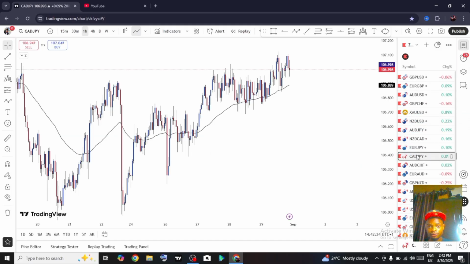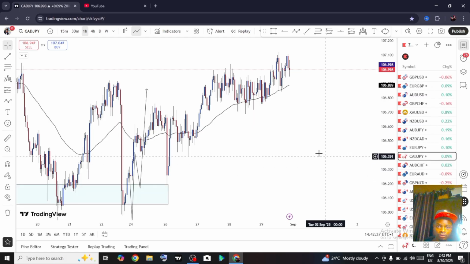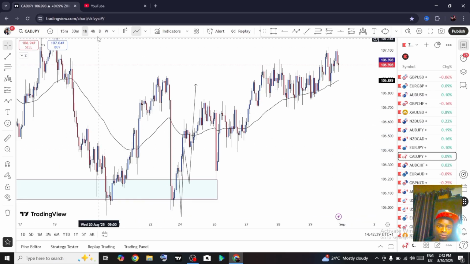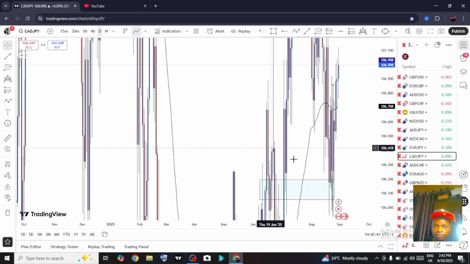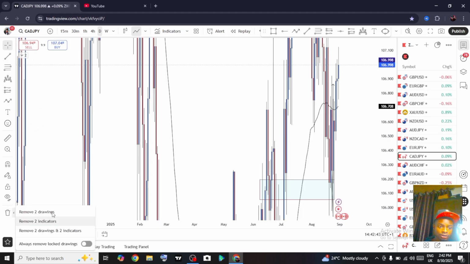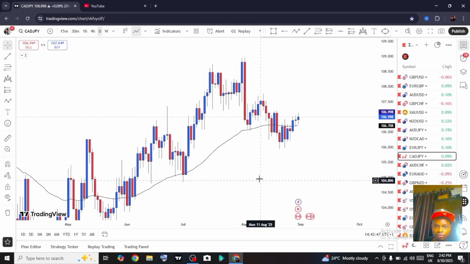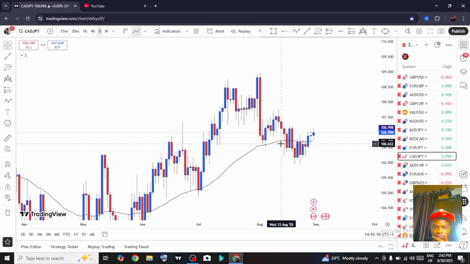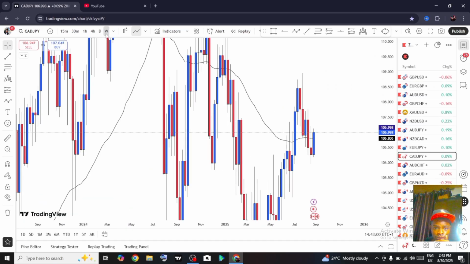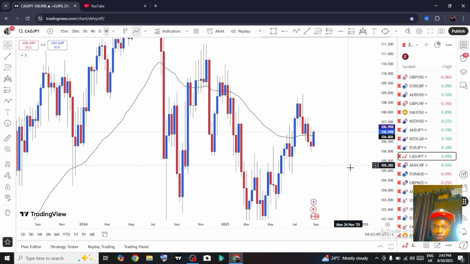CADJPY. Let's go to the daily time frame. Let's delete everything. Let's see what we have here. Alright, this market structure is not that clean on the daily time frame. Let's see what the weekly is saying. Alright, so the price action is actually cleaner here on the weekly time frame.